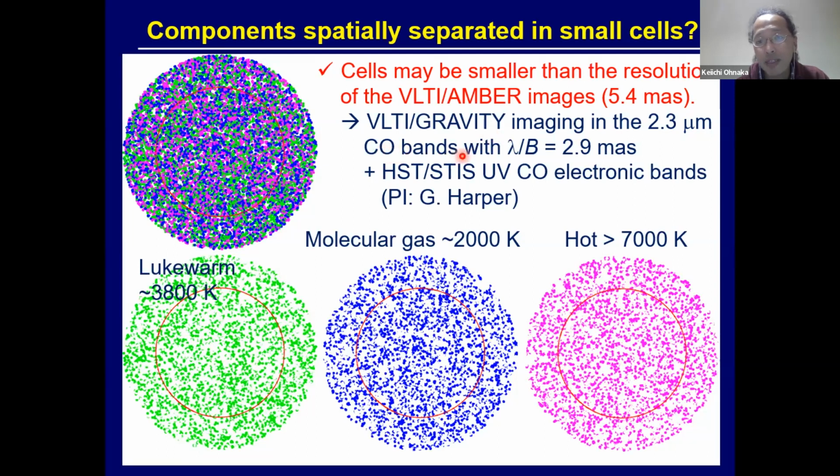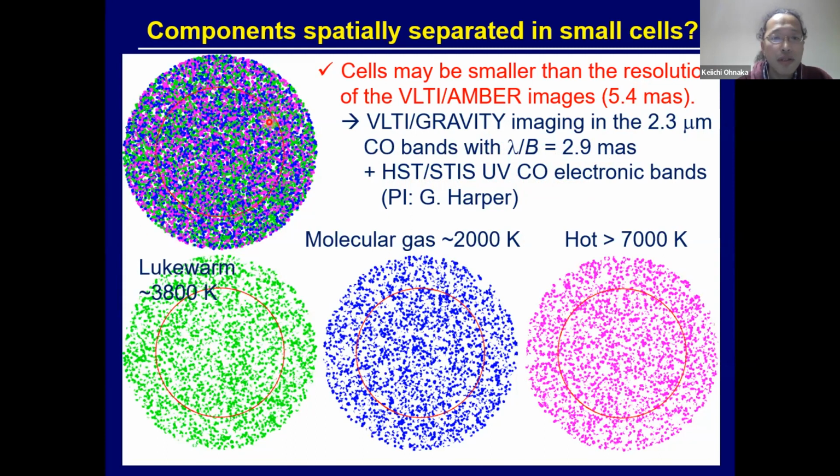in the same way in the CO bands, but this time with an angular resolution twice better than the previous observations. And if we combine this with HST's observation of the ultraviolet CO electronic bands, which are actually being reduced, executed this week.